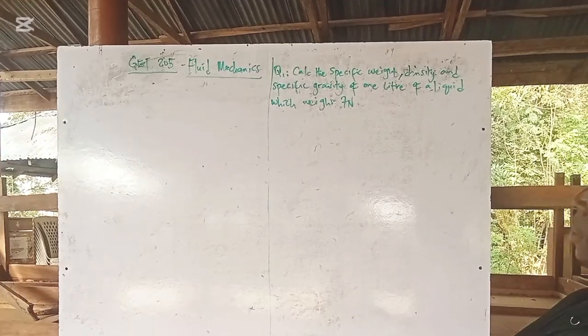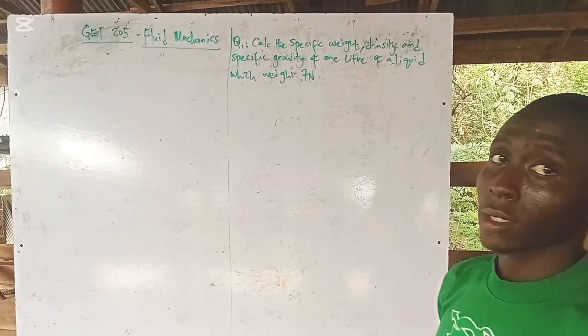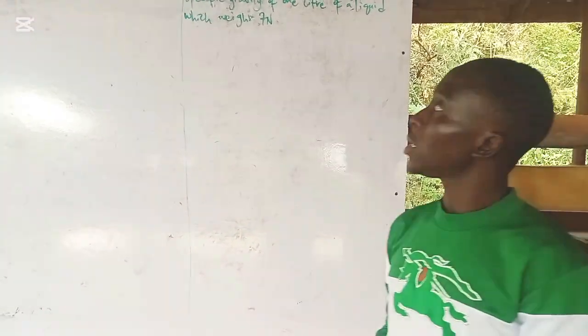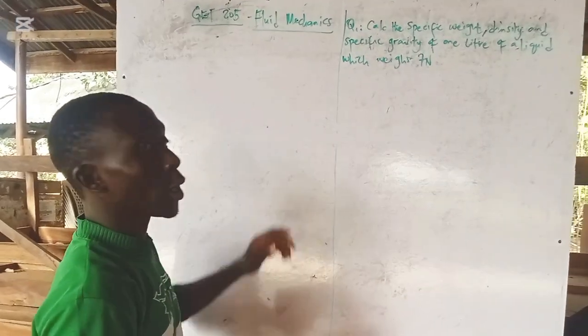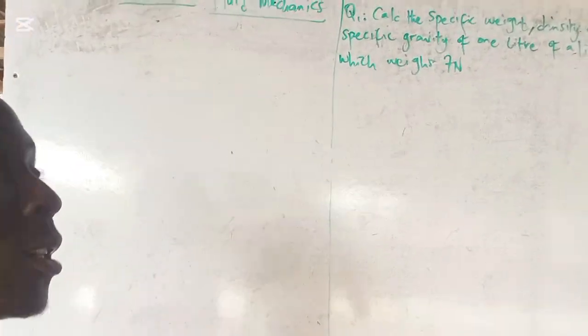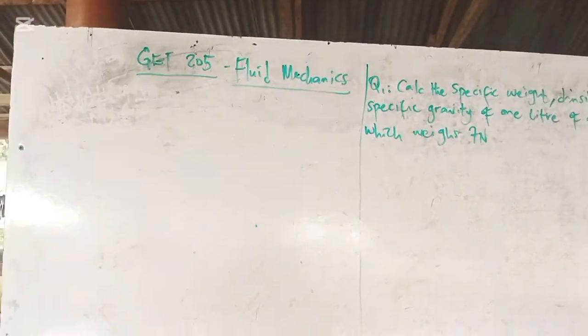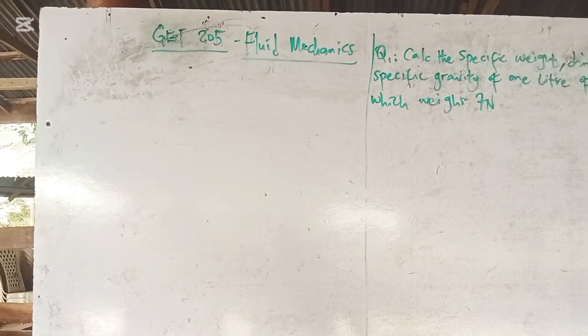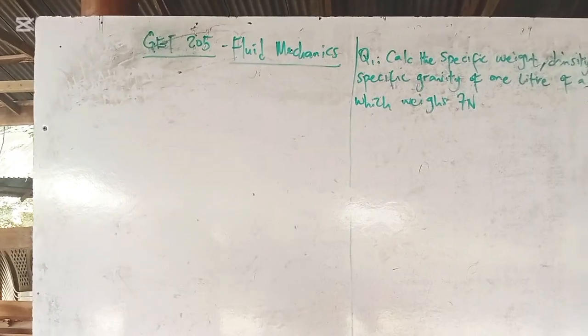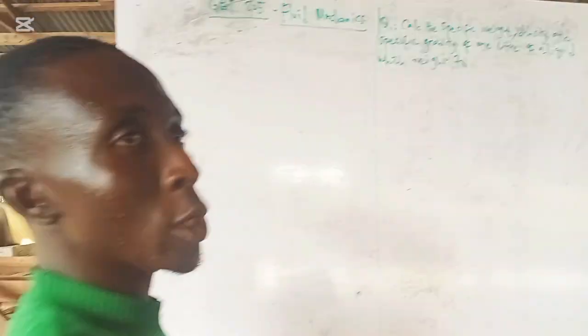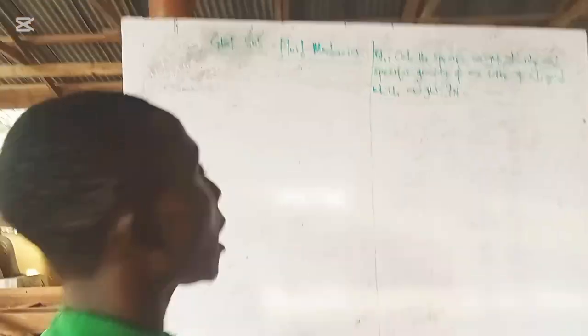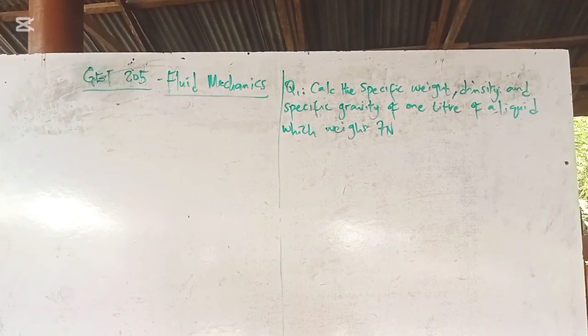So this is the BT205 Fluid Mechanics Practical. We're going to be dealing with an introduction to fluid mechanics. We're going to be covering mostly fluid properties, the likes of density, specific gravity, specific weight, specific volume, and so on. So that's what we're going to be dealing with mainly.